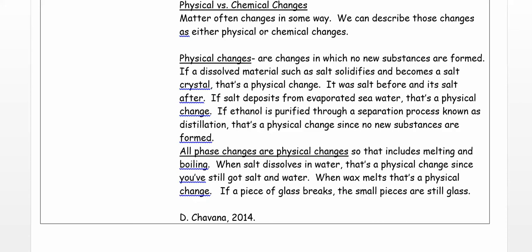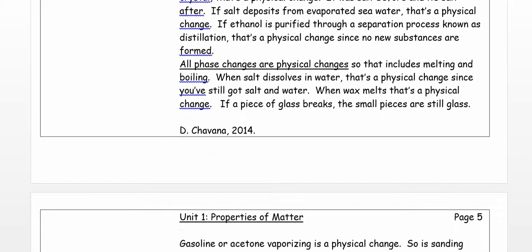All phase changes are physical changes. Okay, so if you go from solid to liquid, liquid to solid, liquid to gas, gas to liquid, or a process known as sublimation in which we go directly from a solid to a gas, that is a physical change. So that includes melting and boiling. When a salt dissolves in water, that's a physical change since you still have salt and water. There are no chemical processes that occur. When wax melts, that's a physical change. If a piece of glass gets broken, the small pieces are still glass. So that would be a physical change, right? There's no chemical process occurring.